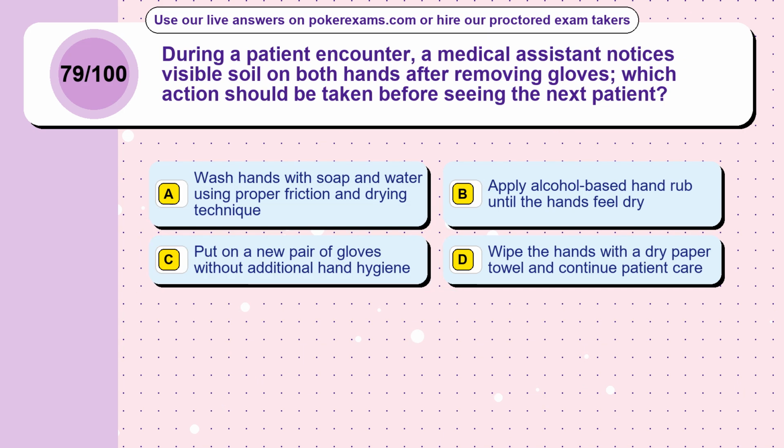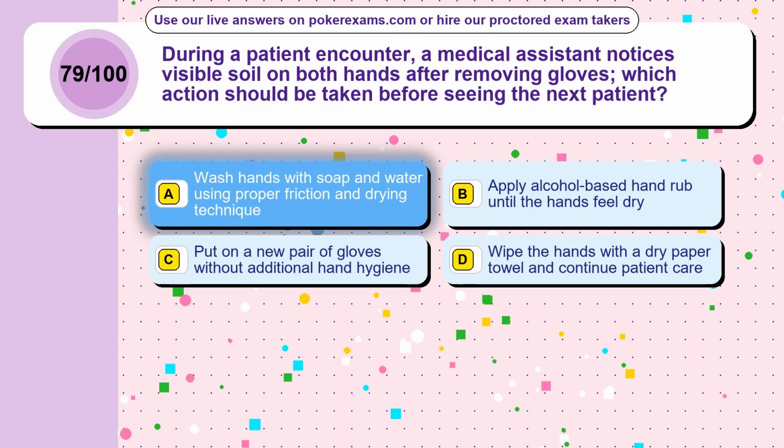Question 79. During a patient encounter, a medical assistant notices visible soil on both hands after removing gloves. Which action should be taken before seeing the next patient? Option A. Wash hands with soap and water using proper friction and drying technique. Option B. Apply alcohol-based hand rub until the hands feel dry. Option C. Put on a new pair of gloves without additional hand hygiene. Option D. Wipe the hands with a dry paper towel and continue patient care. The correct answer is option A.